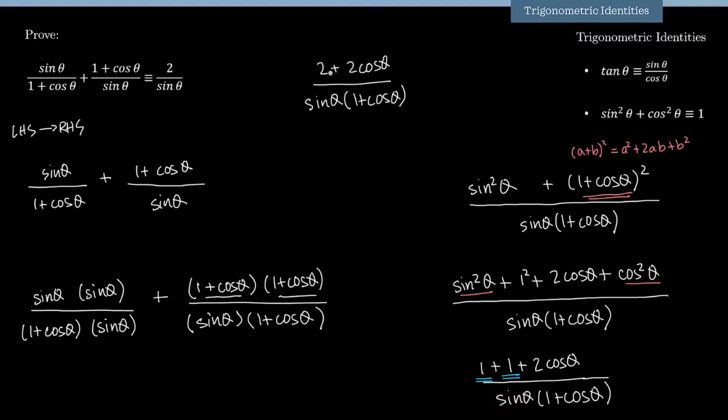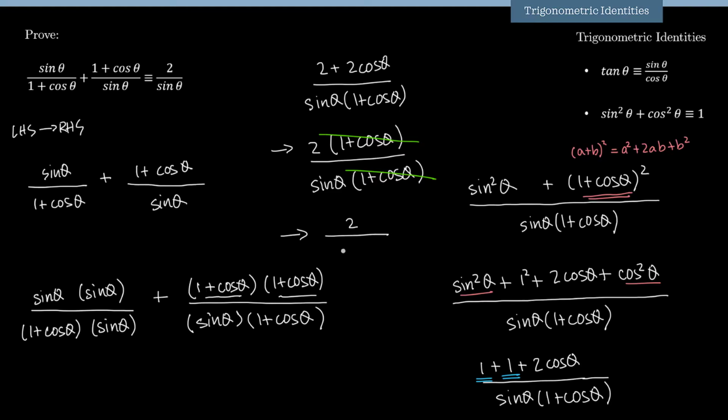Next, if I factor out 2 in the numerator, I would get 2 times 1 plus cosine theta divided by sine theta times 1 plus cosine theta. This 1 plus cosine theta and this 1 plus cosine theta cancel each other out, and I am left with 2 divided by sine theta. And this is what was on the right hand side. So I have proven this identity.